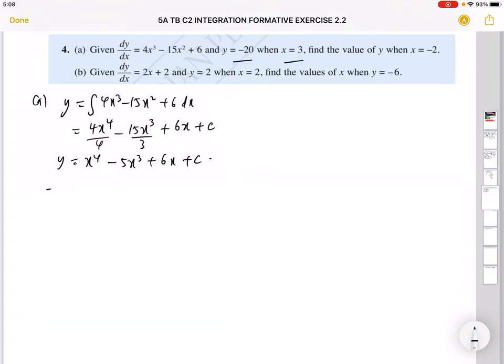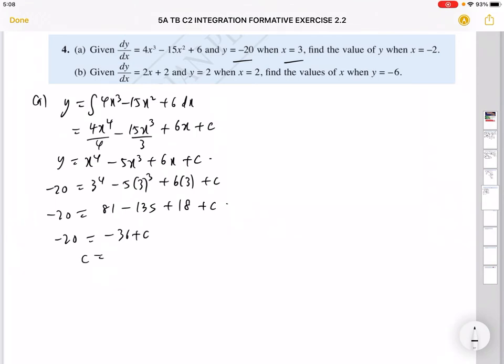Now it is given that your y is negative 20 when your x is 3. So let's put this inside. This is 3 power 4. This is 3 power 3. 6 times 3 plus c. Now you want to use a calculator. 3 power 4 is 81. 3 power 3 is 27. 27 times 5 is 135. This is 18, right? Now, this is negative 20 equals negative 36 plus c. C is just 16.